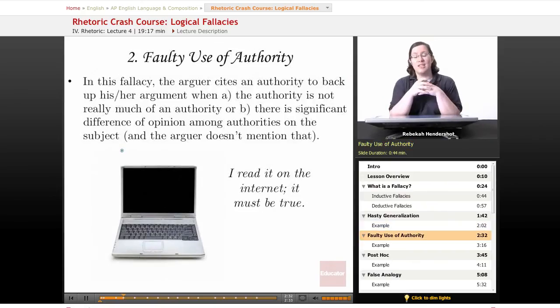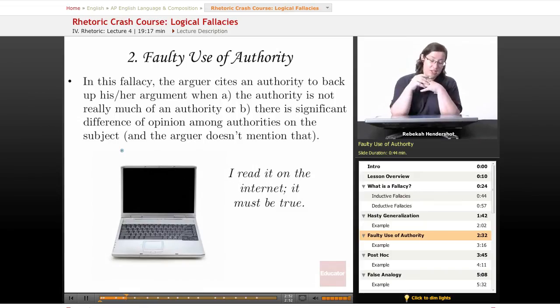All right, our second logical fallacy is called faulty use of authority. Now, when you use authority in an argument, you're basically referring to somebody who is respected or a respected source of information and saying, because this source is respected, you can believe what they say, therefore you can believe what I say. Well, faulty use of authority is when you do that wrong.